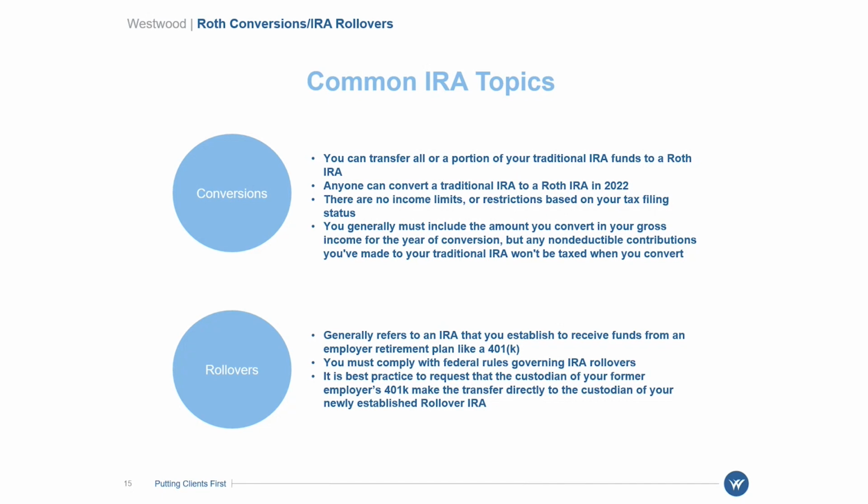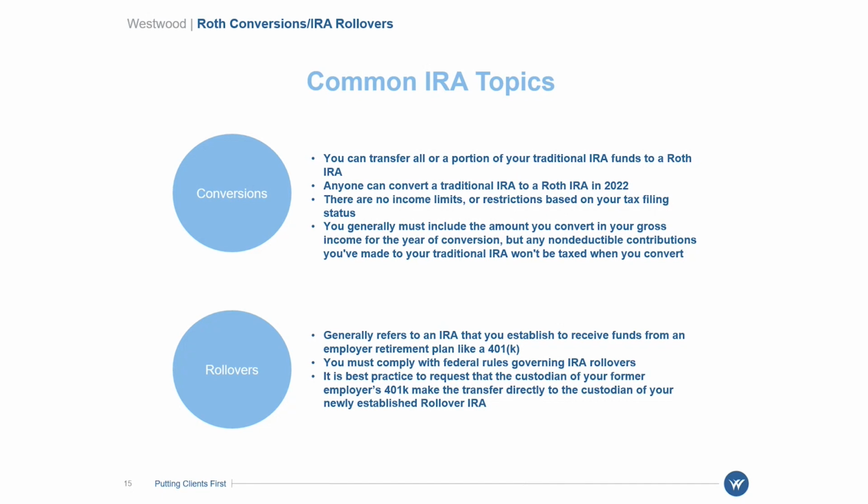And alternatively, the term rollover IRA generally refers to an IRA that you establish to receive funds from an employer retirement plan like a 401k. Now, if you elect to create a rollover IRA, you must comply with federal rules that govern IRA rollovers. For example, the funds from a previous employer's 401k must be deposited or rolled over into the new rollover IRA within 60 days after receipt of the funds distributed from the old 401k account, or else be subject to tax consequences and penalties.